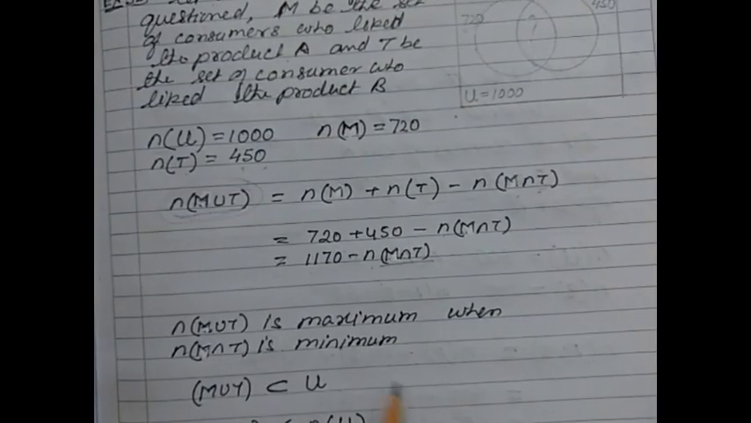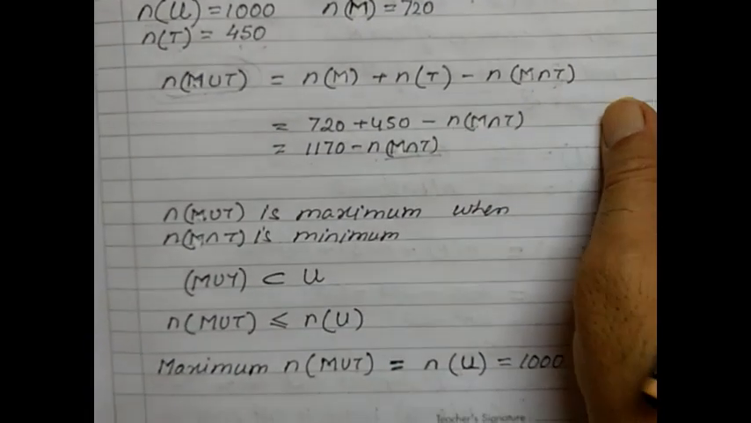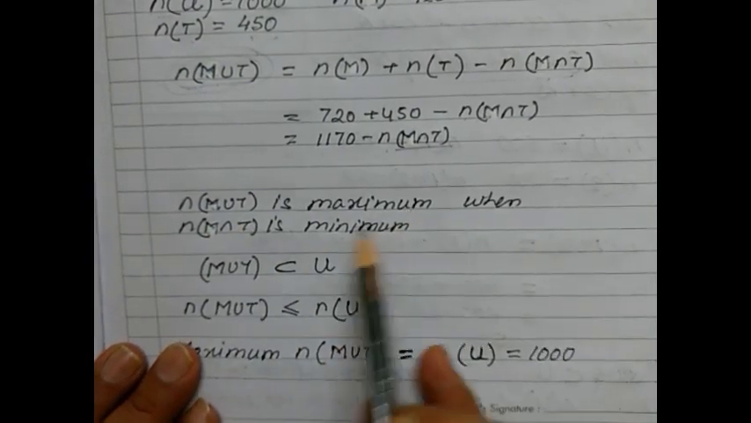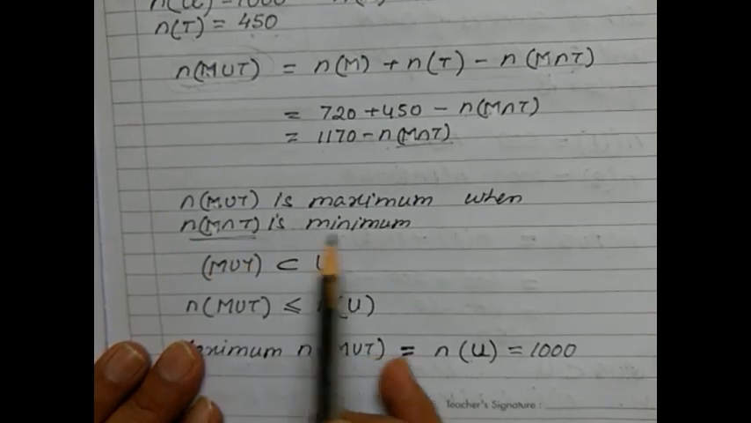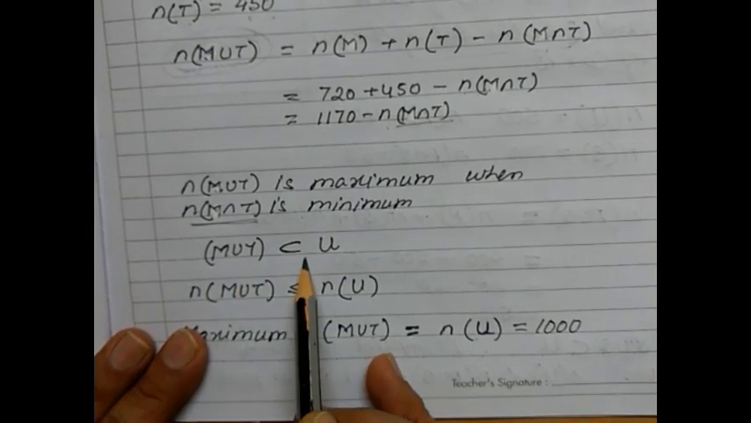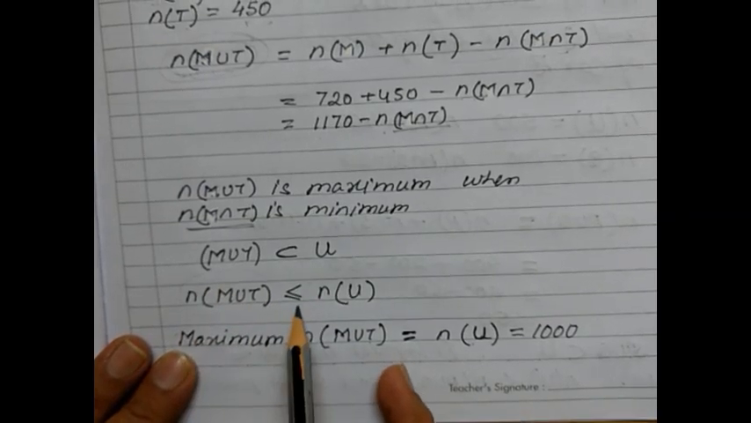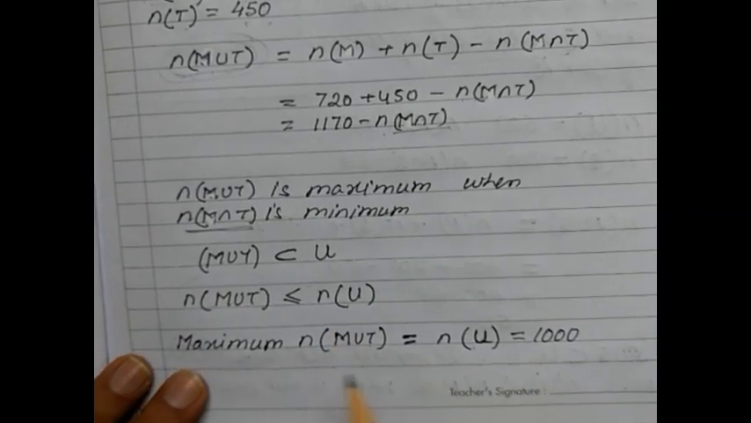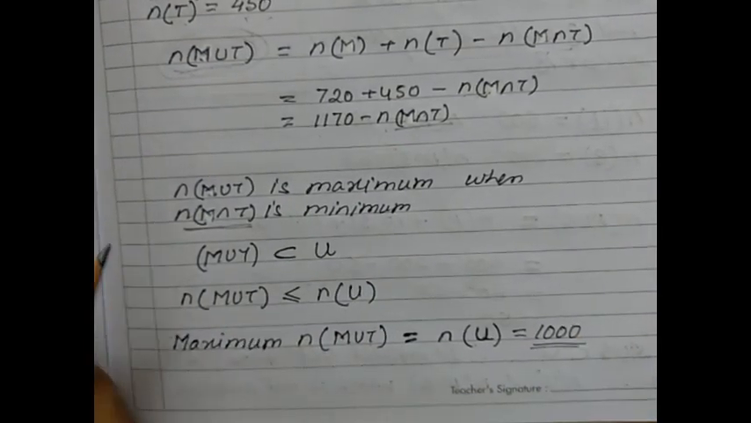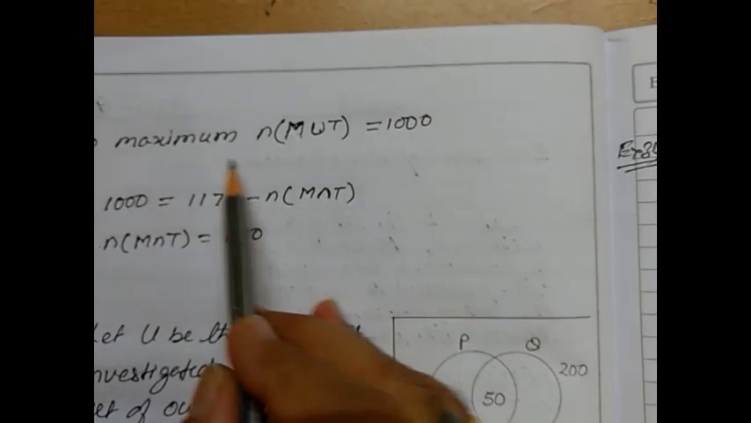So here we follow the same process. If we talk about the union of the two sets, the people who like either of the products, this will be maximum, and the intersection of the two will be minimum. So we say that M union T is a subset of U, and the number of people who like these products will be less than or equal to the universal set. So if I take this as a maximum, the maximum it can be is 1000. Can it be greater than 1000? No, it will never be greater than 1000. So here we take the maximum as 1000.